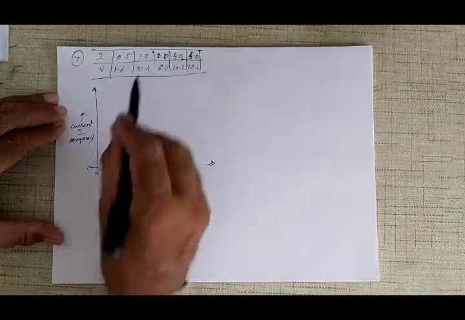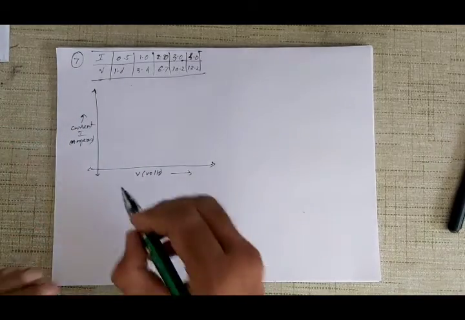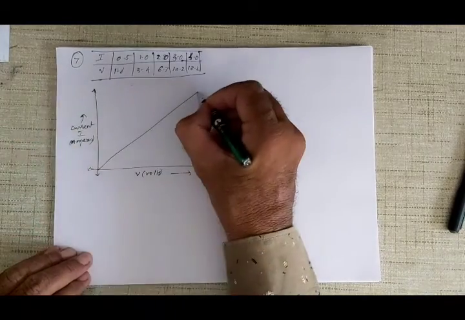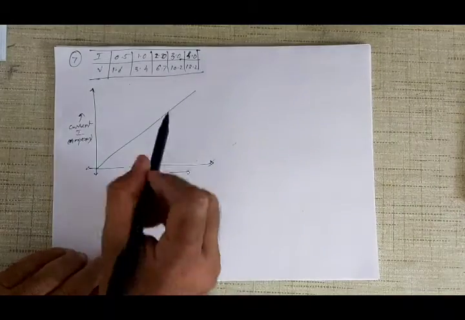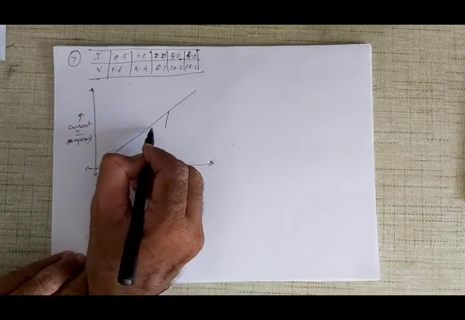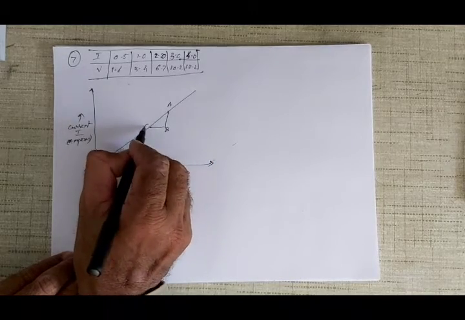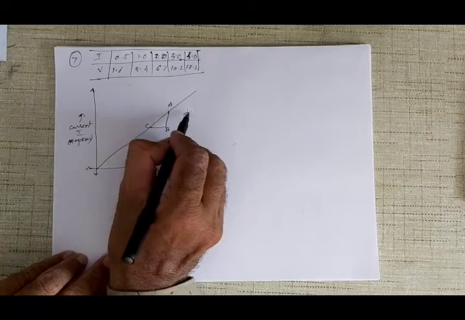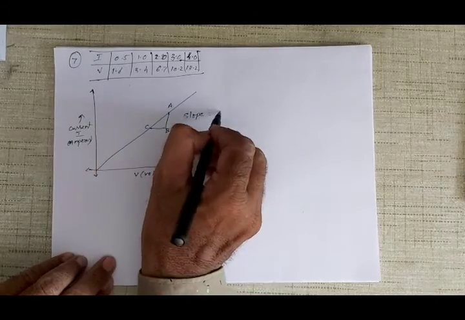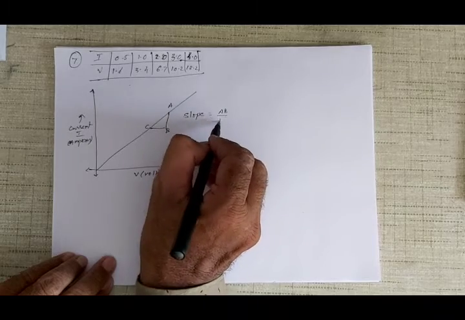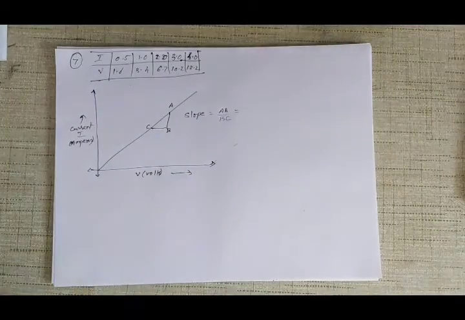Now if you draw the plot, I told you that you will get a straight line. इसमें straight line graph आता है. You will get a straight line this way. इसका हम slope निकालेंगे. This is called the slope of the graph. A, B, C. The slope of this graph is AB upon BC. Now AB क्या है इसमें?